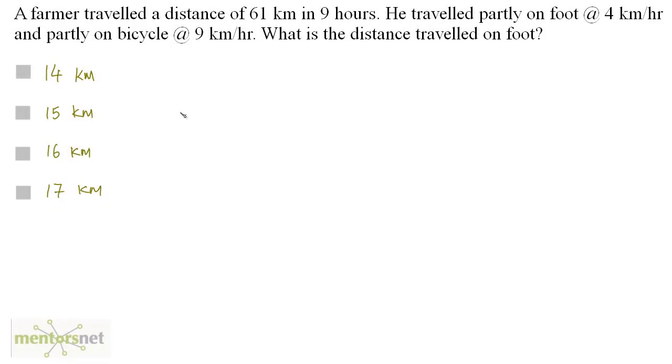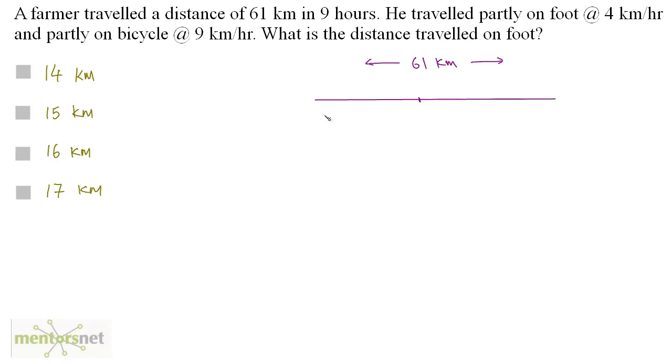A farmer traveled a distance of 61 kilometers in 9 hours. He traveled partly on foot at the rate of 4 kilometers per hour and partly on bicycle at the rate of 9 kilometers per hour. What is the distance traveled on foot?